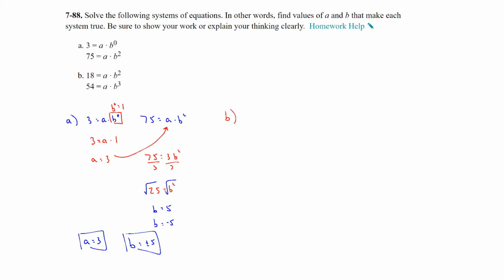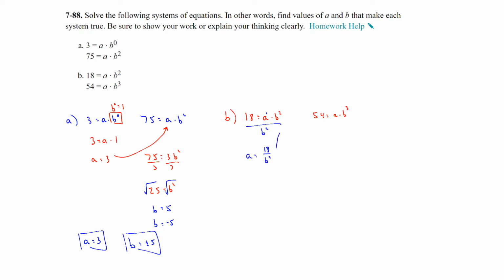On to part B. 18 is equal to a times b to the second, and 54 is equal to a times b to the third. So once again, very similar to the previous homework problem that we have done. On this one, we don't have b to the 0, so we're going to have to find another way to do this. It's easy to solve for a because it doesn't have an exponent, or its exponent is actually 1. So if we divide by b squared, we get a is equal to 18 divided by b squared.